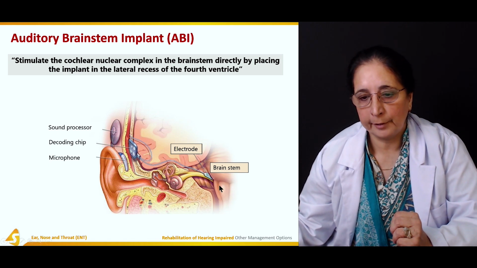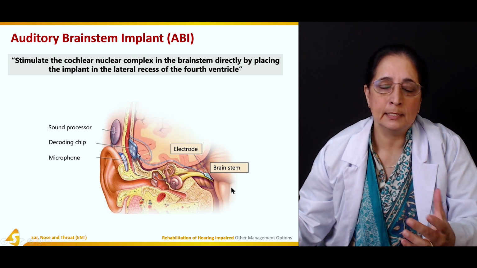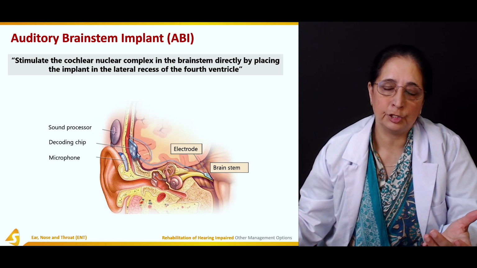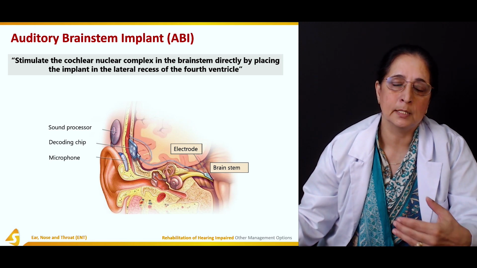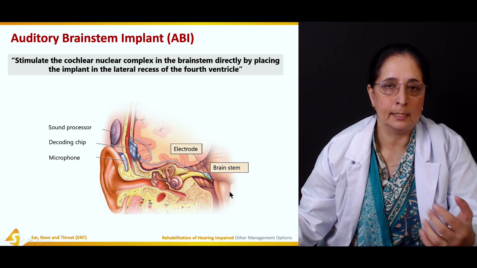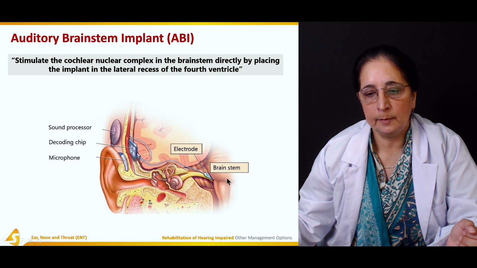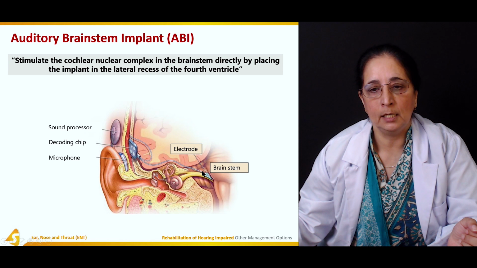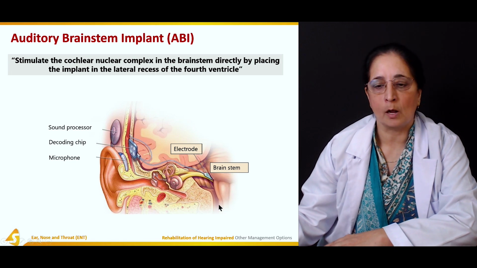This is the brainstem. The brainstem is made up of three structures: the pons, the medulla oblongata, and the midbrain. All these structures make up the brainstem. We have the electrode placed in the brainstem, and it stimulates the cochlear nuclear complex.